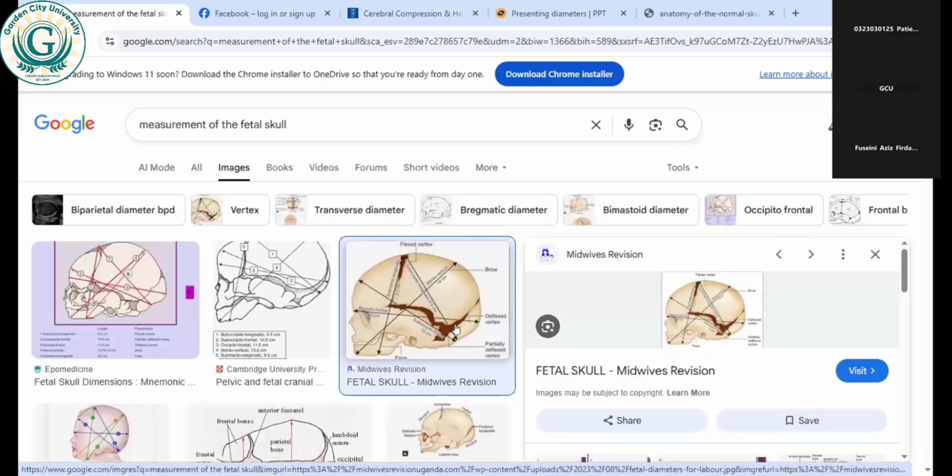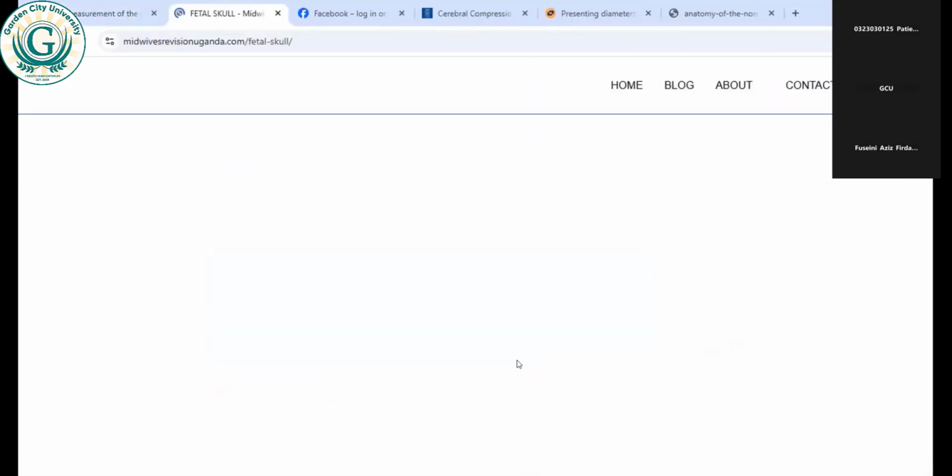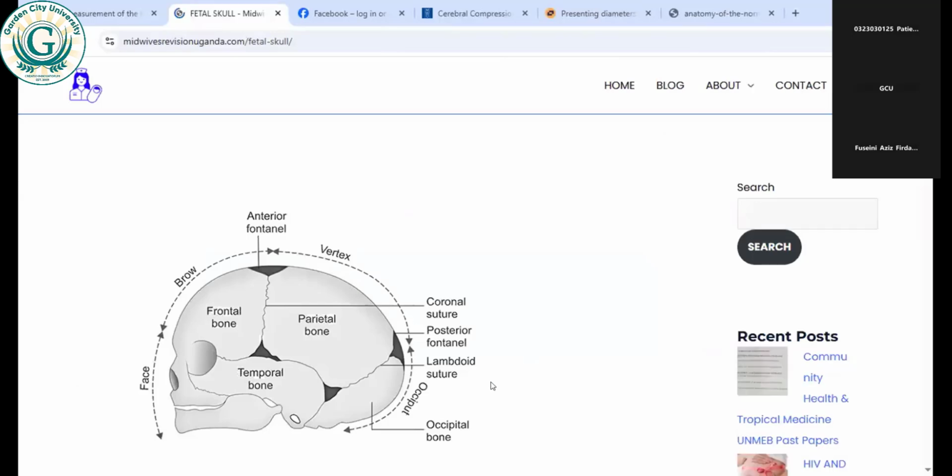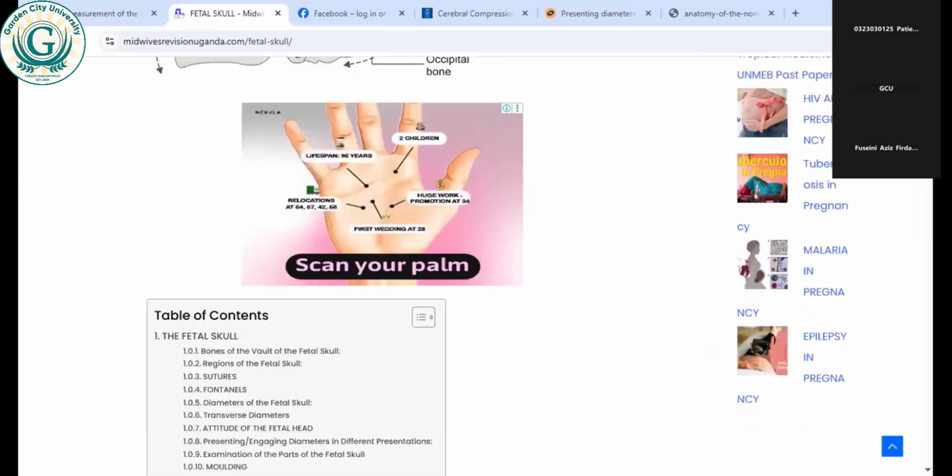If you want to measure around, that one is when the baby is out, we usually take the sub-occipital bregmatic measurement, and then you get the 33 centimeters. That is where they say head circumference, 33 centimeters. But if you are measuring the fetal skull from one point to the other, you measure sideways and not around. Please, are we together?